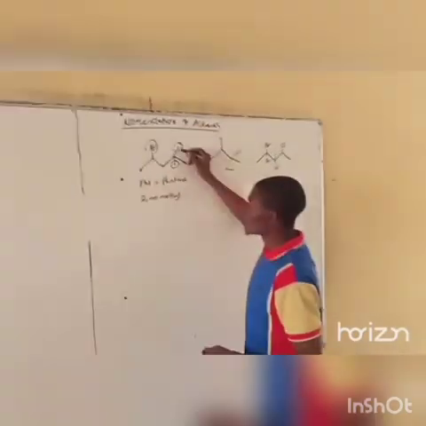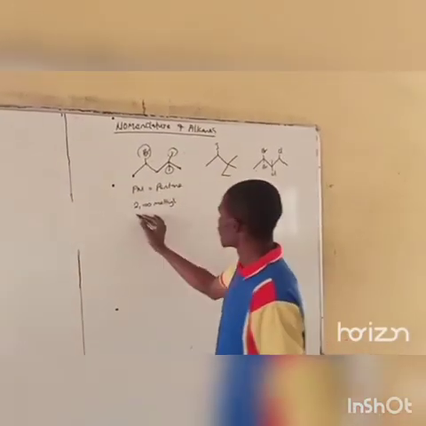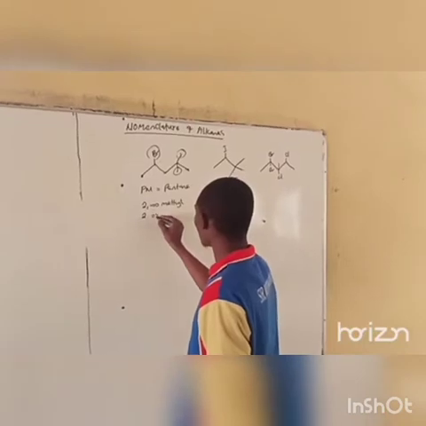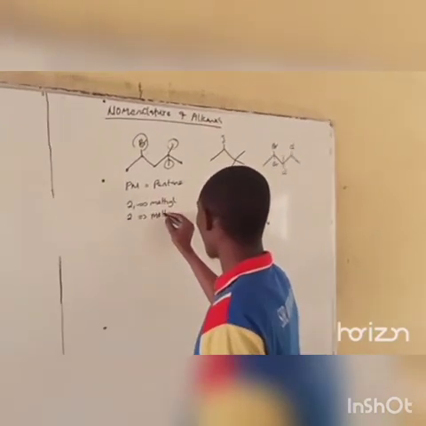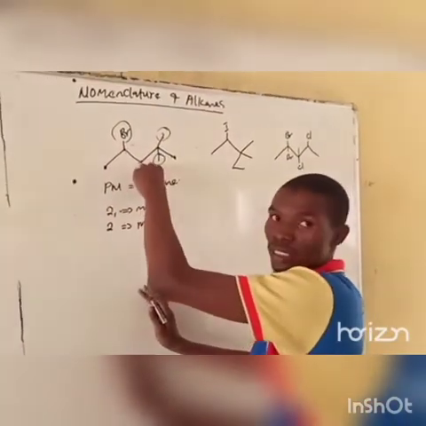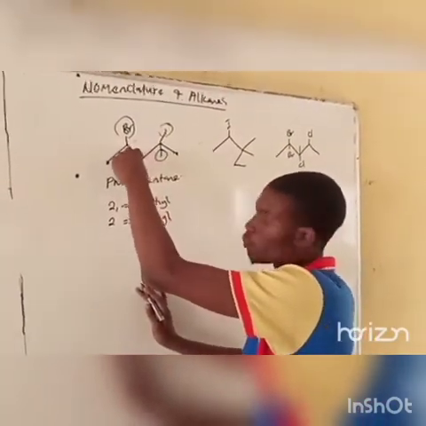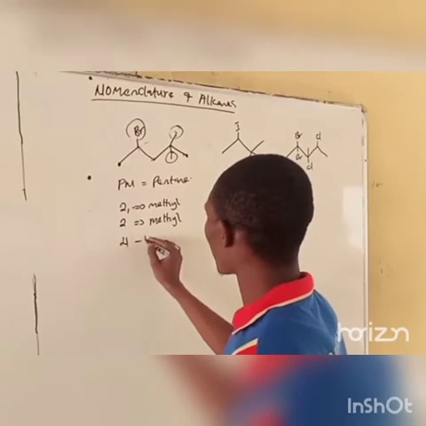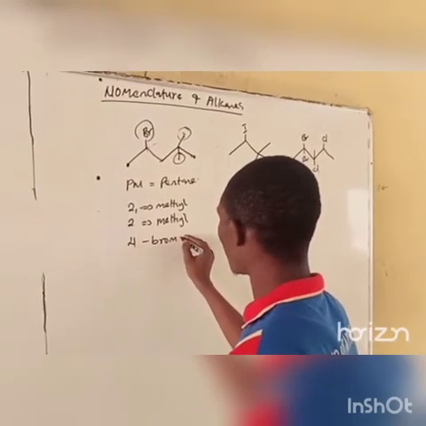How many methyl groups do I have? I have 2. So on the same carbon number 2, I still have another methyl group. Then on carbon number 3, nothing. Carbon number 4, I have a bromine. So I say 4, I have what? Bromine. Bromo.